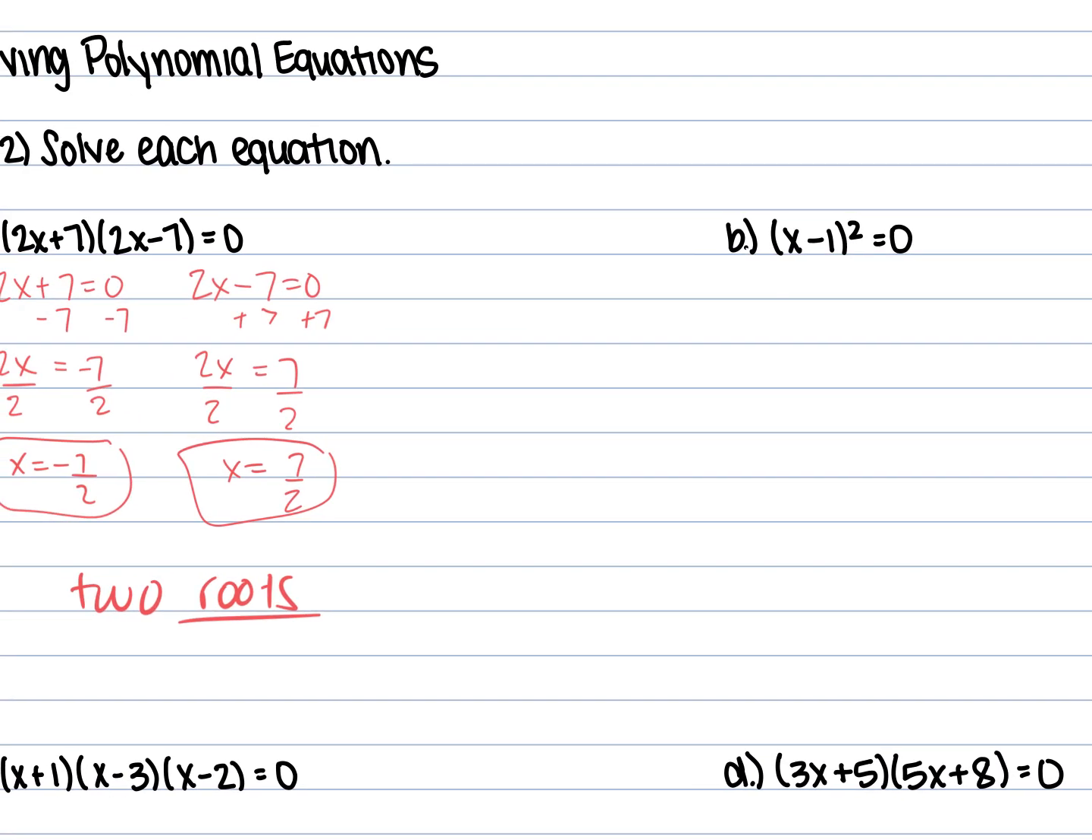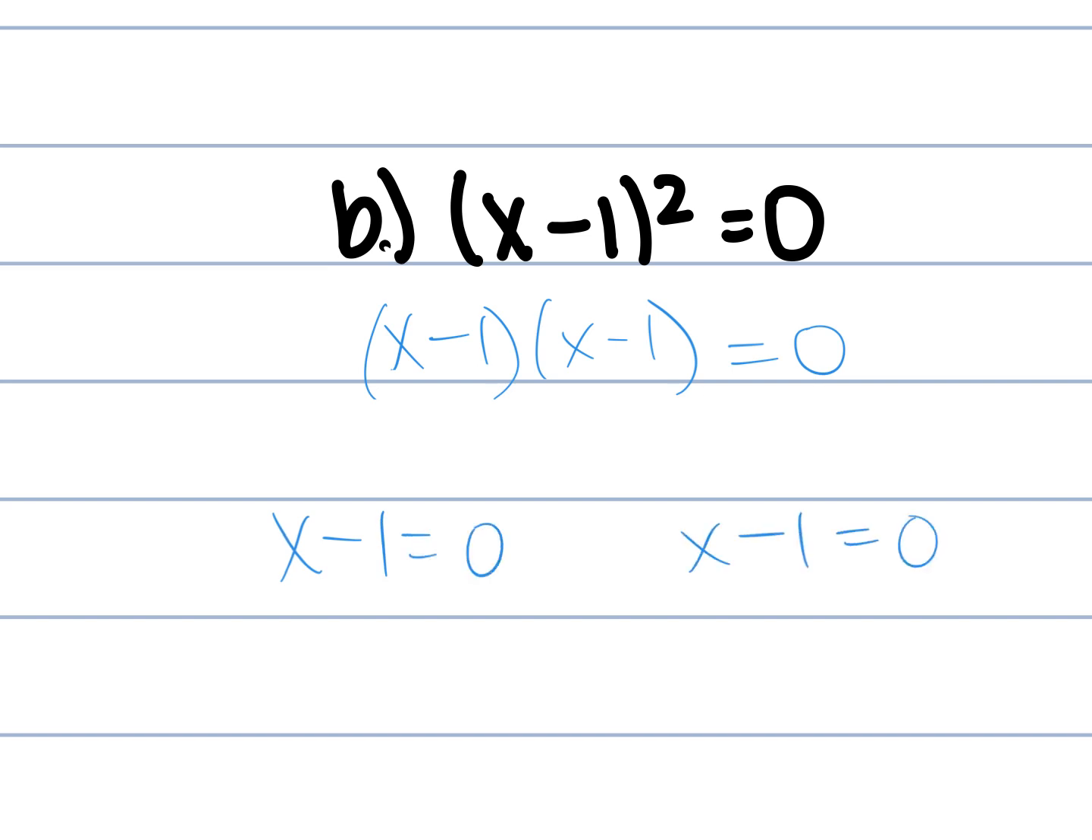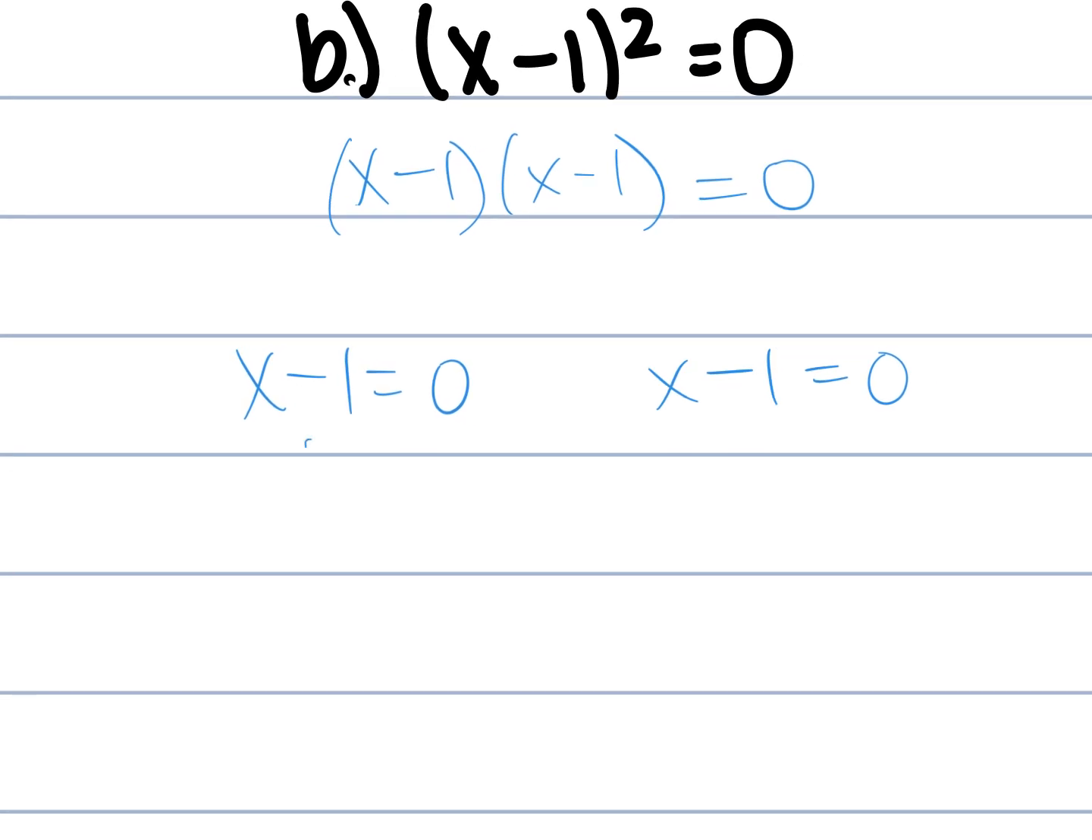Check out letter B. Oh, wait a minute. What do we do? I know this. What do you do, David? We set up x minus 1 in parentheses, and then do it again. Because of the 2, you do x minus 1 equals 0, and then you do it again. So now we would add 1 to both sides. We get x equals 1, and we would get x equals 1.